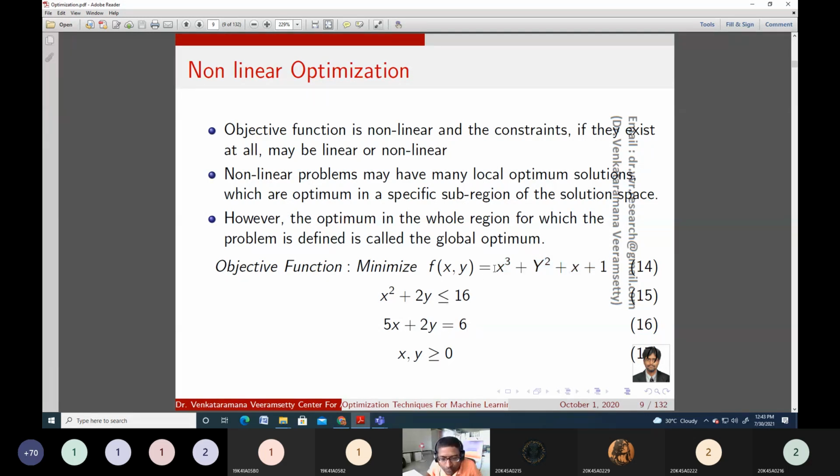But here, your objective function is x cubed plus y squared plus x plus 1. It is a non-linear function of your decision variables x and y. If your objective function is a non-linear function of your decision variables, then such a type of optimization problem is called a non-linear optimization problem. I hope it's clear to you.